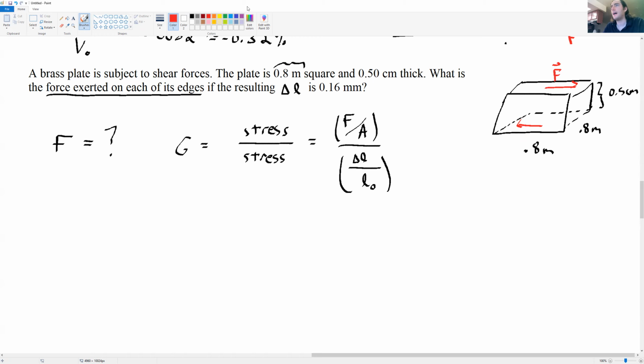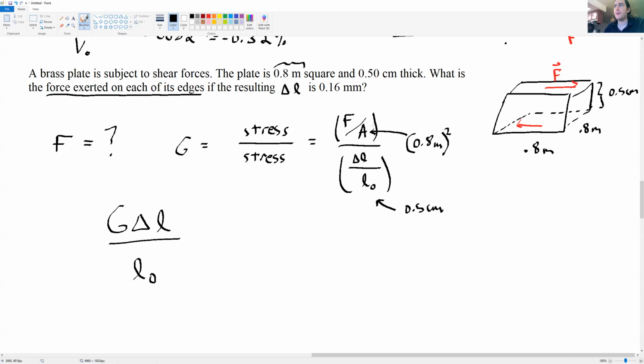Hopefully it's clear that our L0 here is going to be 0.5 centimeters, and the area here is going to be 0.8 meters quantity squared. Area of a square, side times side, or side squared. All right, we want to solve this equation for F. All we have to do is multiply everything to the other side. So G times delta L over L0, and then multiply the A as well. It looks like this, and that is equal to the shear force.